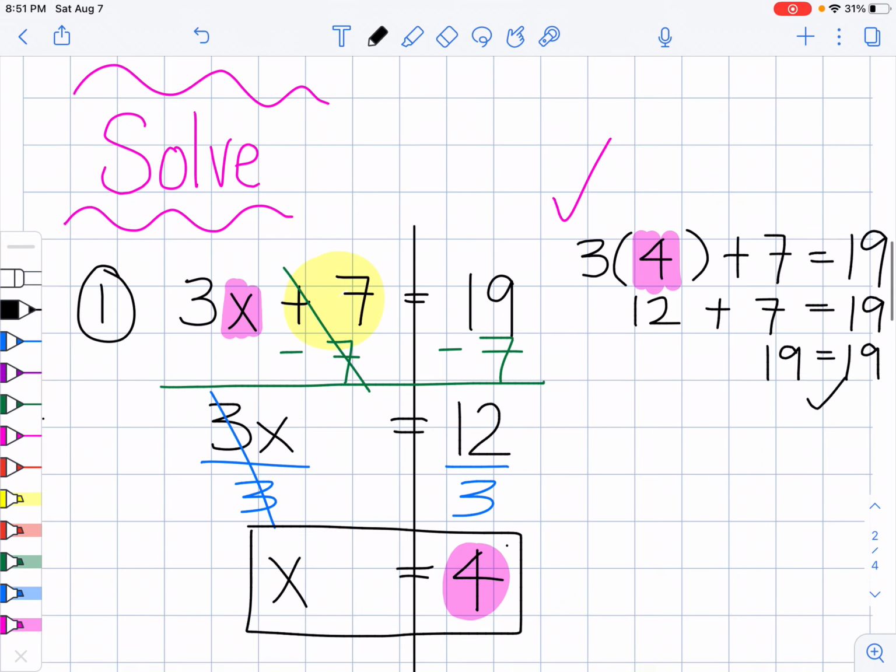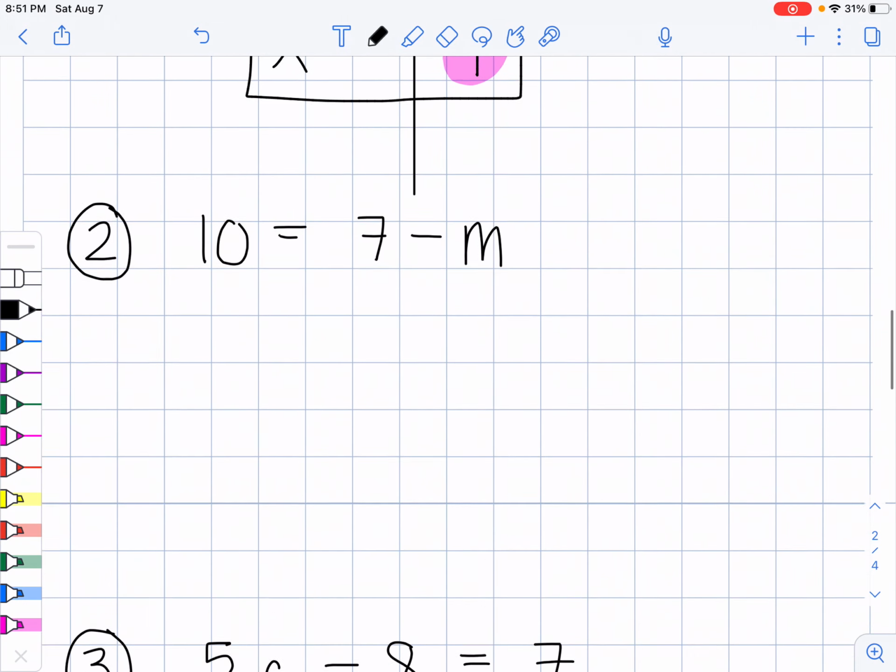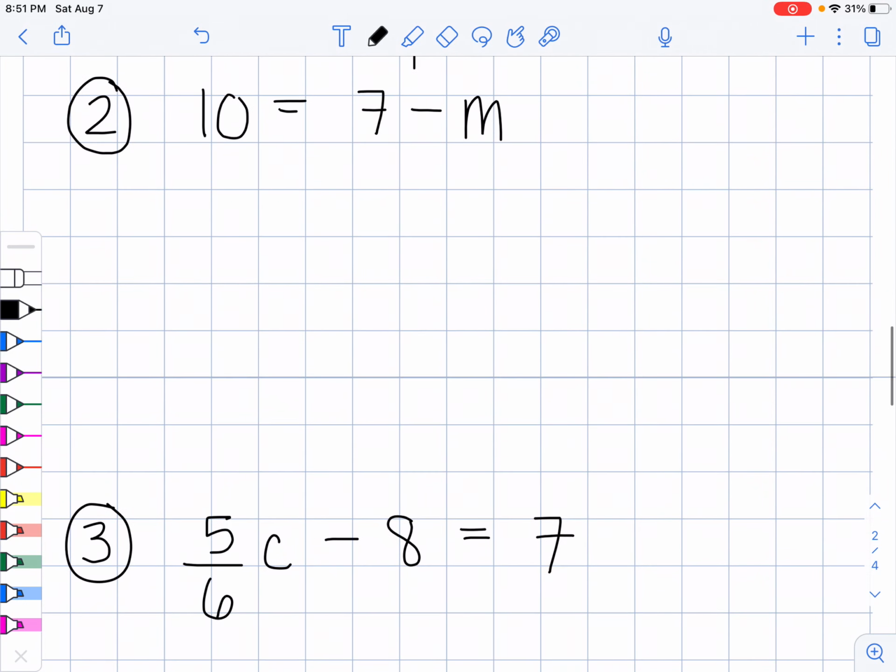Okay, let's go on again. Now this one's a little trickier. This one says 10 equals 7 minus m. I look at this and I think, well, it really only looks like I have one step. Here's the tricky part though. When I'm subtracting a variable, there's really a negative 1 in front of it. So it really looks like 10 equals 7 minus 1m, like this.